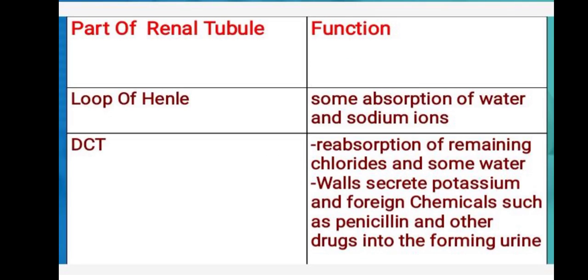Loop of Henle is involved in absorption of some water which is left, plus sodium ions. DCT is involved in reabsorption of remaining chlorides and some water. Walls of DCT secrete potassium and foreign chemicals such as penicillin and other drugs into the forming urine.